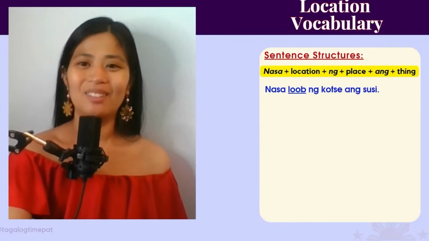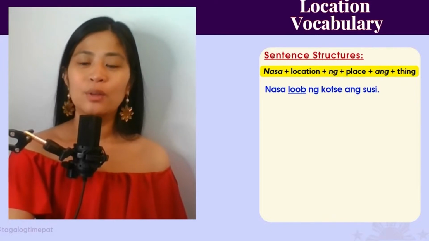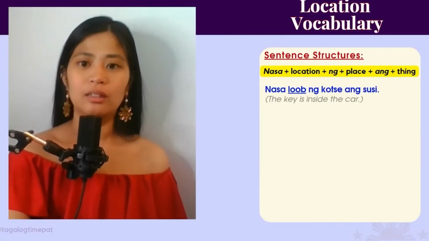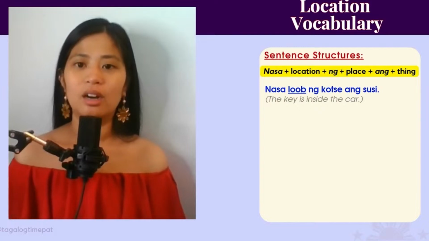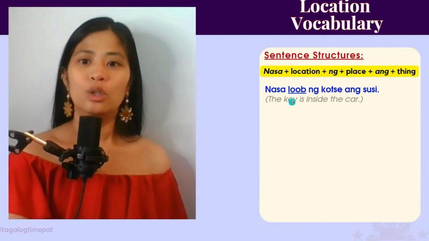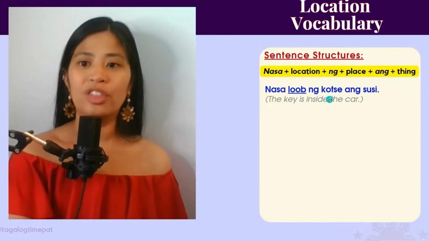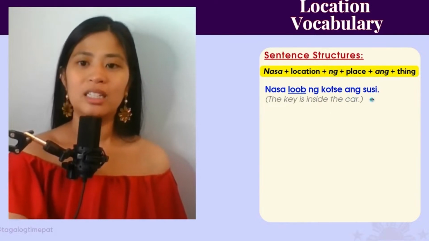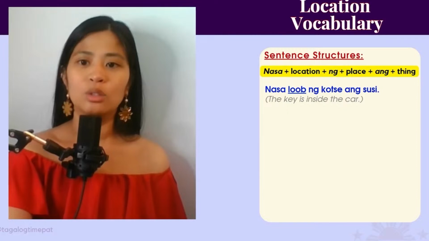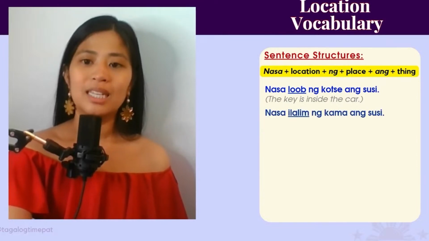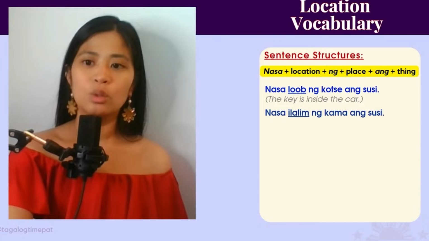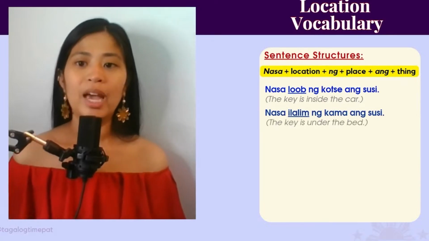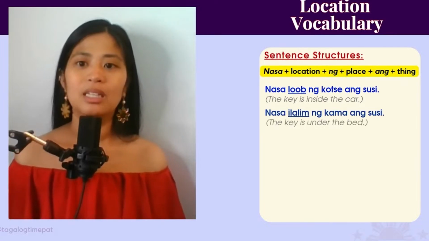So let's take a look at it. Nasa loob ng kotse ang susi. The key is inside the car. Nasa, loob is the location. There's ng. Kotse is a place or thing. Ang, and then susi is the thing. Okay? Nasa loob ng kotse ang susi. Or nasa ilalim ng kama ang susi. The key is under the bed. Nasa ilalim ng kama ang susi.